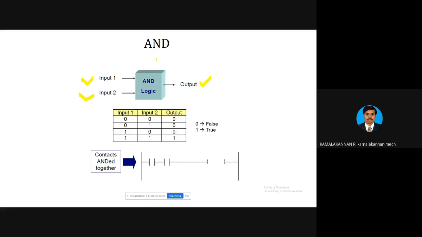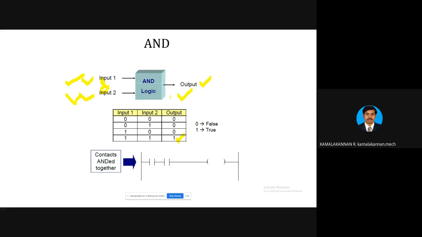The AND gate will give you some output when you have input for both 1 and 2. That is why it is called an AND gate. When you get a signal at input 1 and input 2, it will be processed and it will give some output. So this is what the AND gate is.